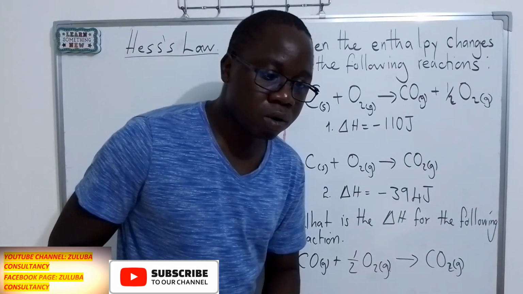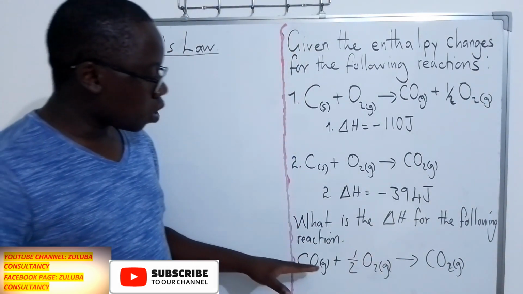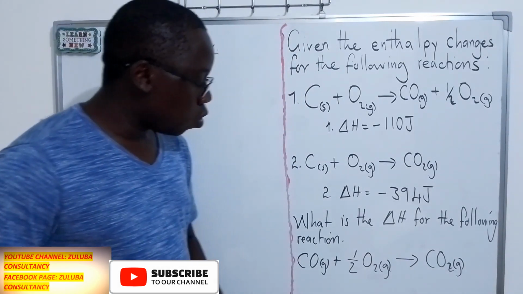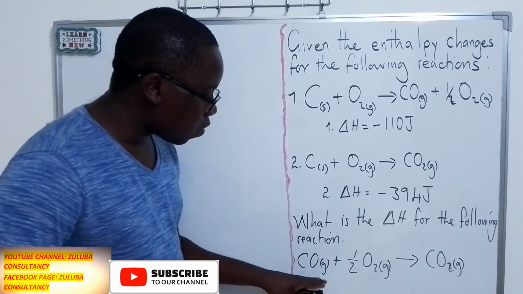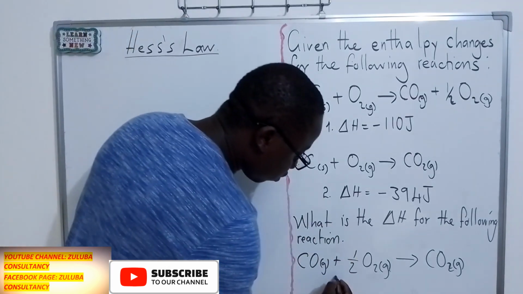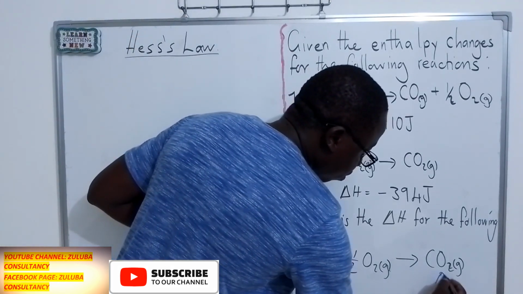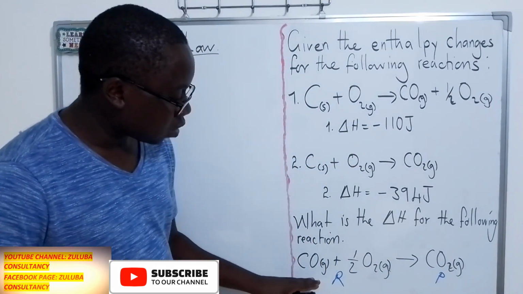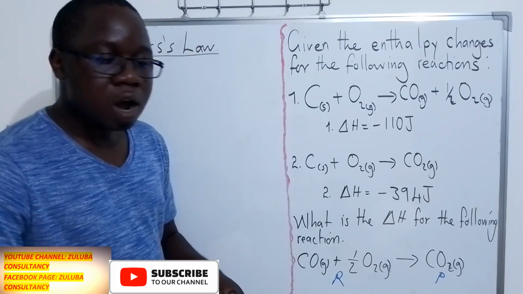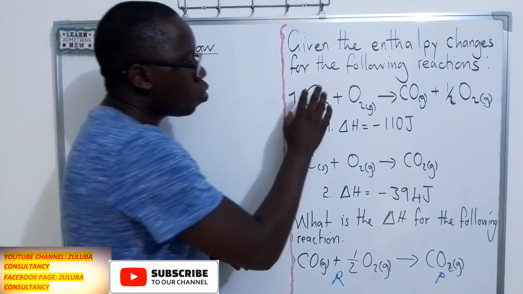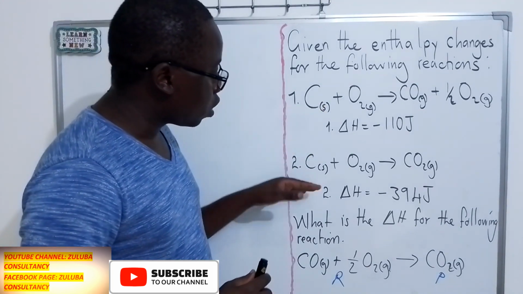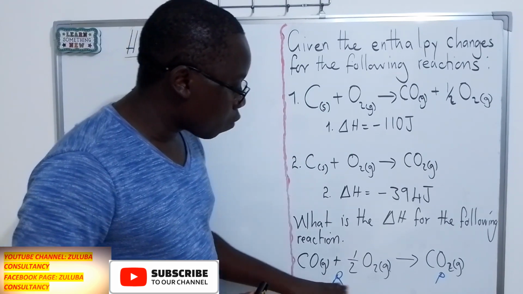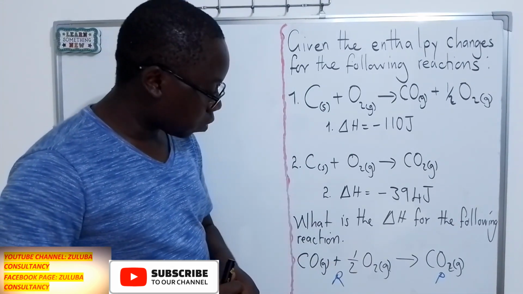to produce carbon dioxide? So when you look at the question that we have been given, we need to look at what we have been given as the reactants and as the products. Then you look at what you have in terms of the two equations that can help you to come up with this overall reaction.